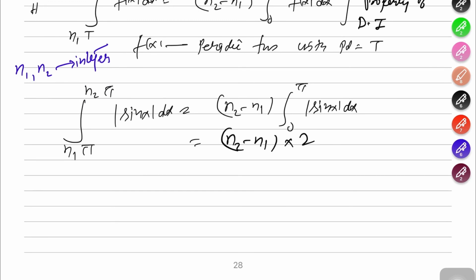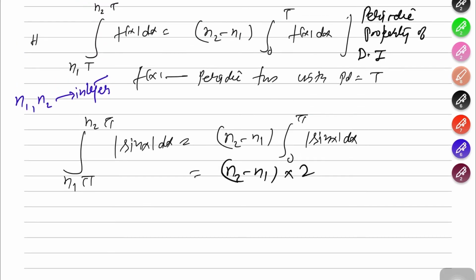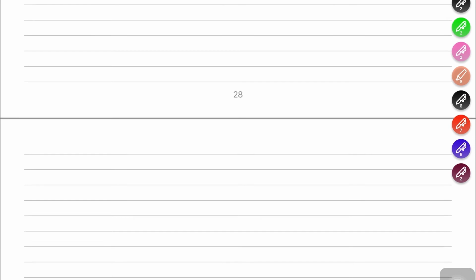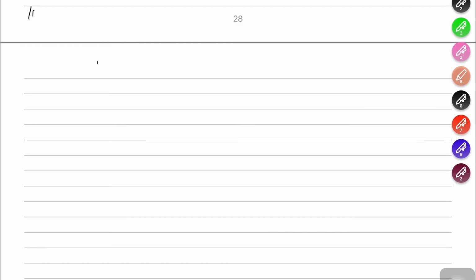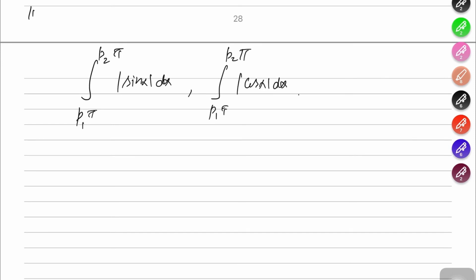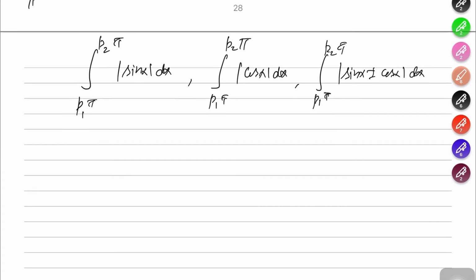So in the same way we can say for |cos x| also, and for |sin x ± cos x| as well. Using this property we can prove this thing. Now what will happen if n1 is not an integer, so the integral from p1 pi to p2 pi of |sin x| dx, or of |cos x| dx, or of |sin x ± cos x| dx?